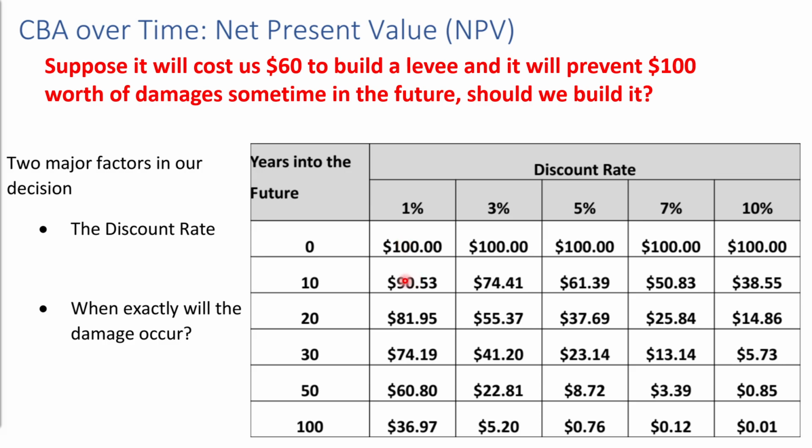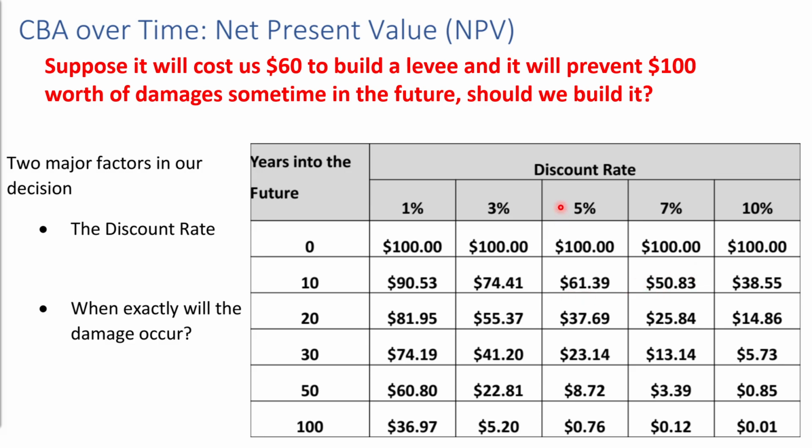However, suppose that the damage is going to happen 10 years from now. Well, then the discount rate does matter, right? At a 1 through 5% discount rate, we will still build the levee. However, if the discount rate is 7%, then we will not build the levee, because that $100 worth of damage 10 years from now is only worth $50. A rational decision maker will not spend $60 to prevent $50 worth of damage.